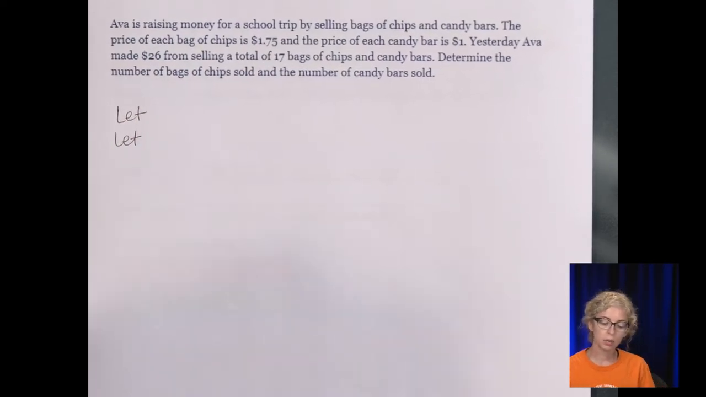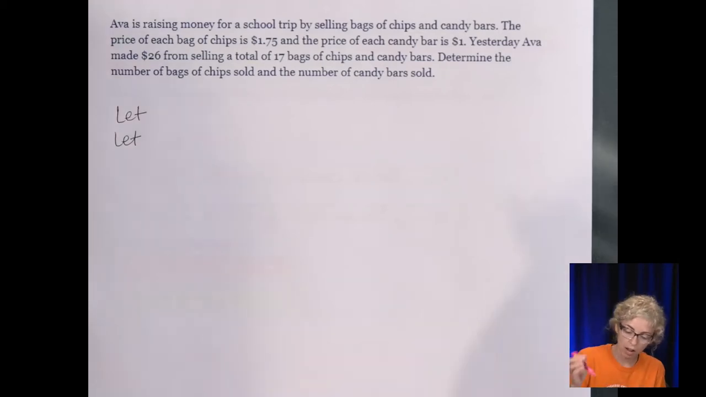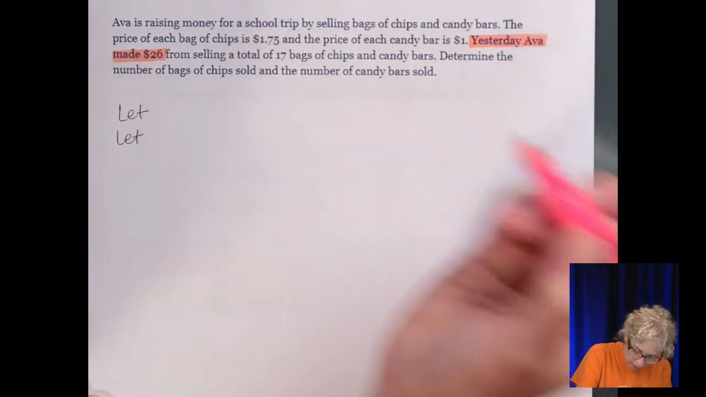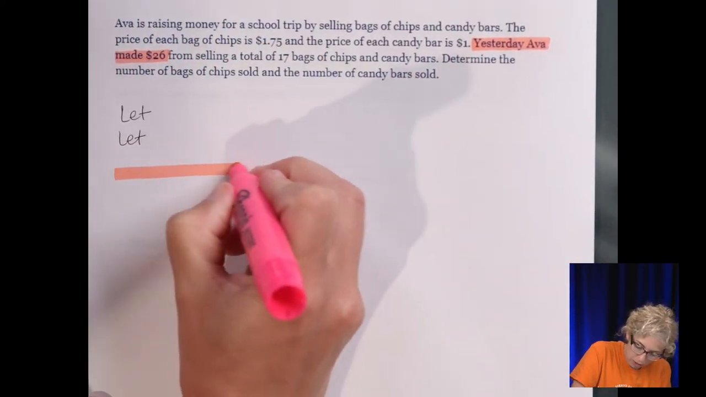Here it says Ava's raising money for a school trip by selling bags of chips and candy bars. The price of each bag of chips is $1.75, and the price of each candy bar is $1. Yesterday, Ava made $26 total. So she made $26, so that's going to be one of our equations.